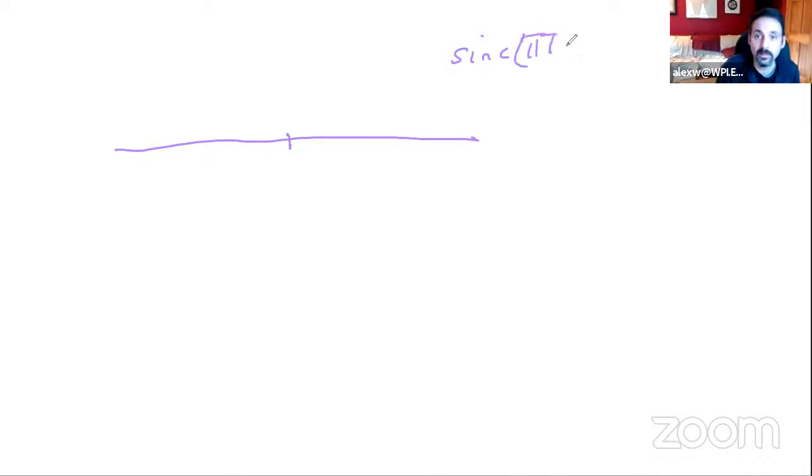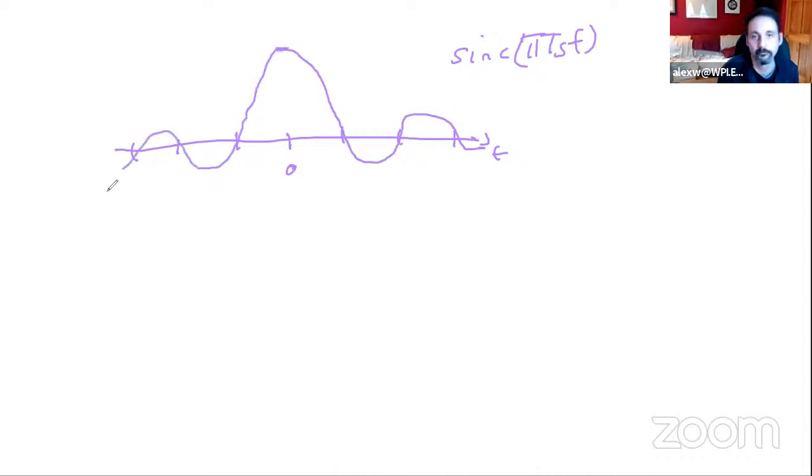So pi TS F, right? What this is going to look like is exactly what we're looking for. Let's say it's 0, right? It's 1. It goes through the first zero crossing, second zero crossing, from -infinity to infinity, right? So here it's 1. Perfect. Totally Nyquist. 0, 0, 0, 0, 0, 0.